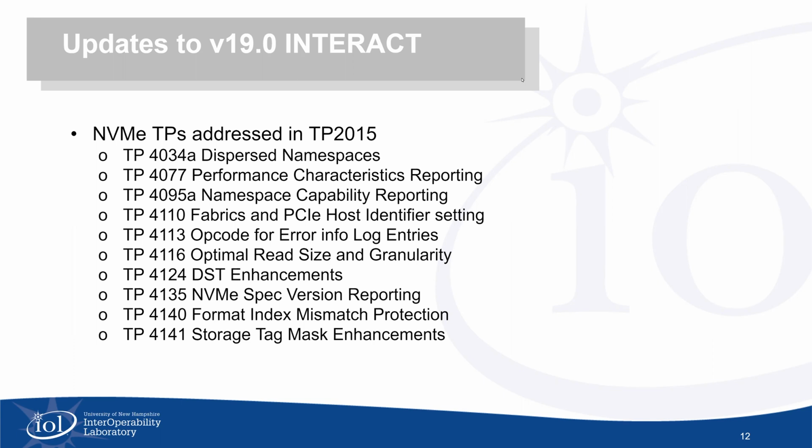So we went over some of the major ones, which were dispersed namespace, DST enhancements, storage tag masks, and other things like that. One of the other things we're looking to do is an FTP plugfest or FTP proof of concept during plugfest 19. If you want to know more about what's going into this version 19, please join us on our webinar that we're having on May 2nd. And there'll be more on that farther on in the slides.